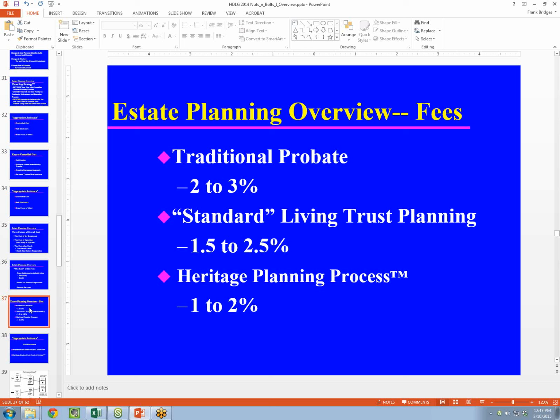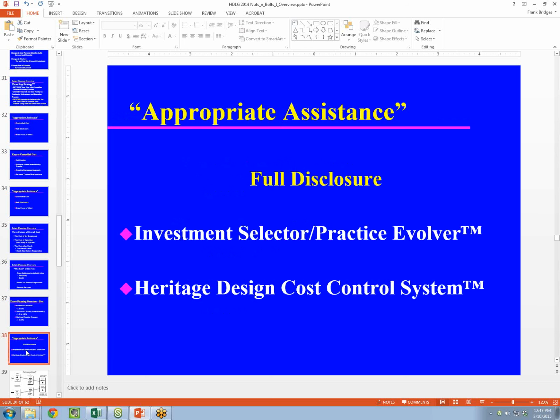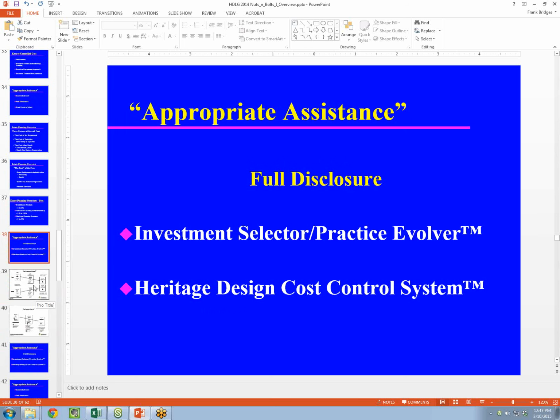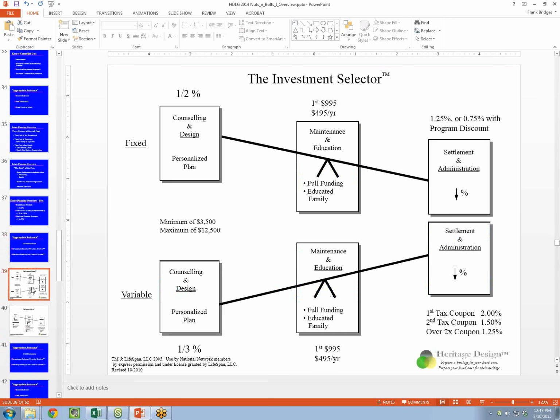Whereas the first two are really just about what happens after someone dies. So from our point of view, the overall cost of estate settlement should never exceed 1 to 2% of the value of the assets at any particular time. And so for full disclosure, we provide our clients with something called the investment selector or practice evolver, and we have a cost control system that we go through with clients before they actually decide whether they're going to hire us. I'm going to show you the investment selector practice evolver here so that you understand how this actually works with us.